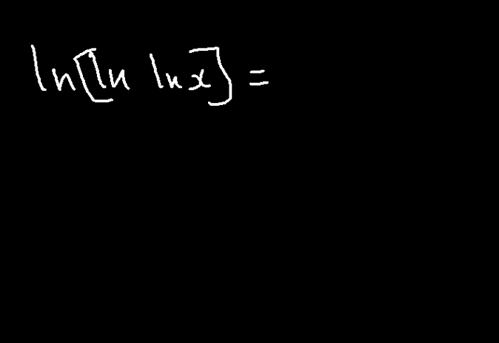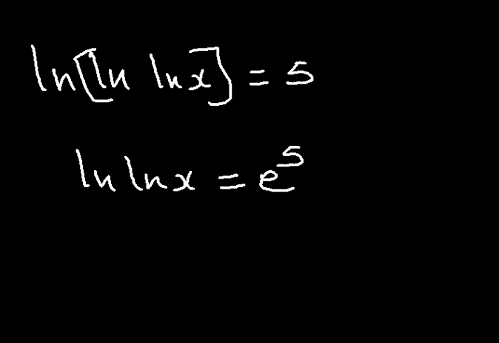And how about if we have, let's say, the ln of ln of ln x, and this is equal to 5. What is the solution of this equation? So the first thing is to delete the outer ln. In this case, we'll have ln of ln x is equal to e to the power 5. Then we delete the other ln, hence we'll have ln x equal to e to the power 5.